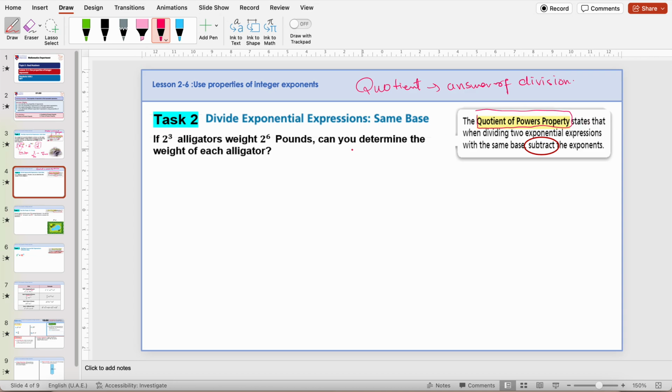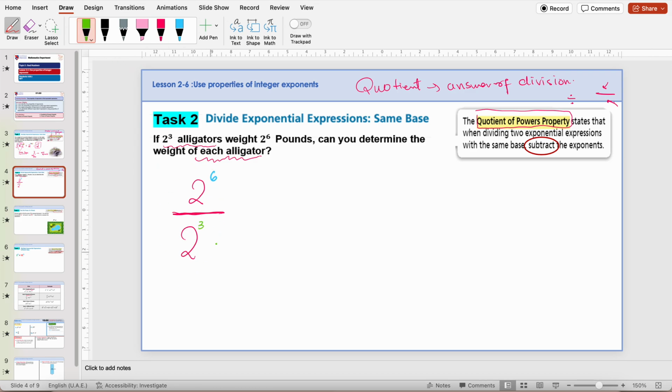Okay? So again, here they're saying that how can you determine the weight of each alligator? So they're saying that if I have 2 to the power of 3 alligators and they weigh 2 to the power of 6, just divide the total weight, which is 2 to the power of 6. I want to divide it by, you can either write division as a fraction, something on top of numerator with denominator, or using division sign. So the total weight divided by how many alligators I have, 2 to the power of 3 alligators.